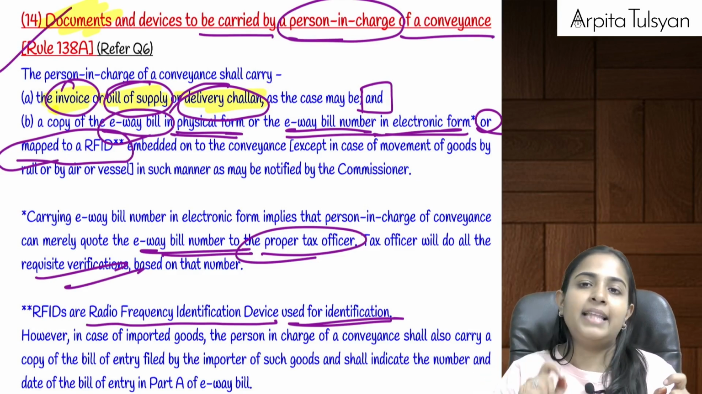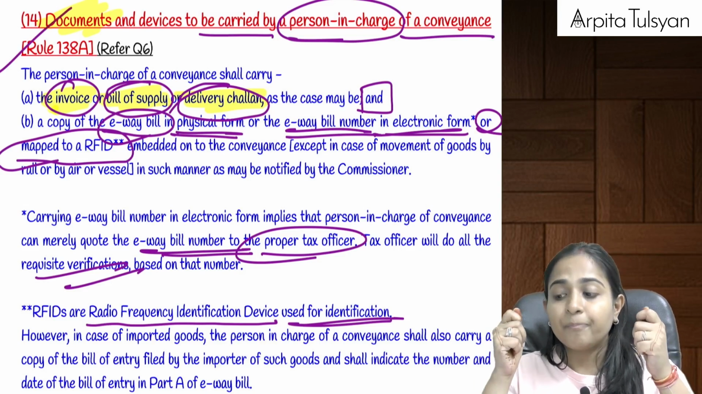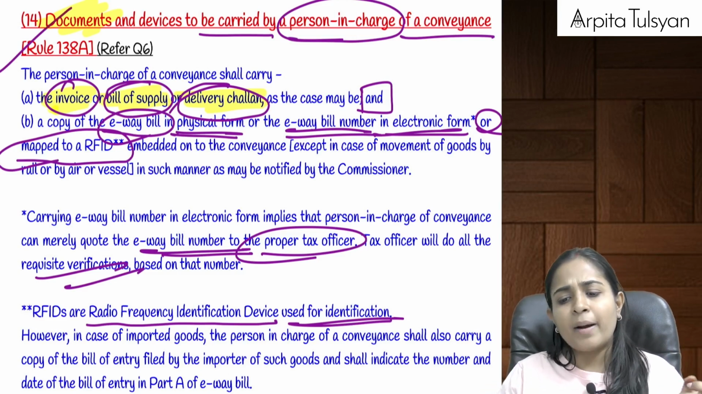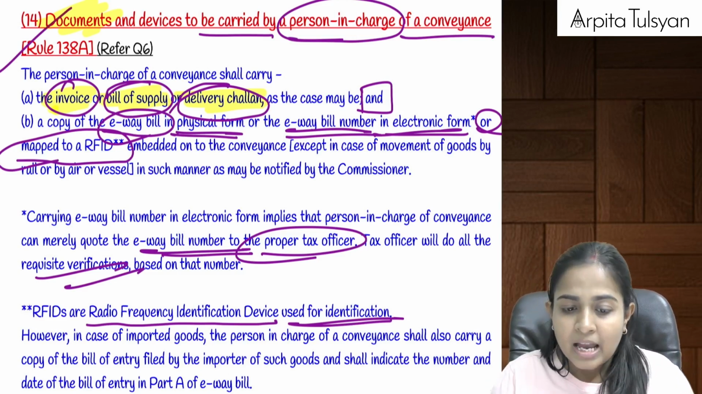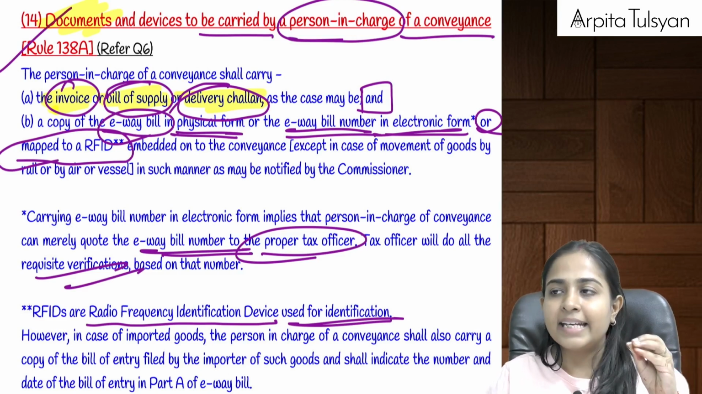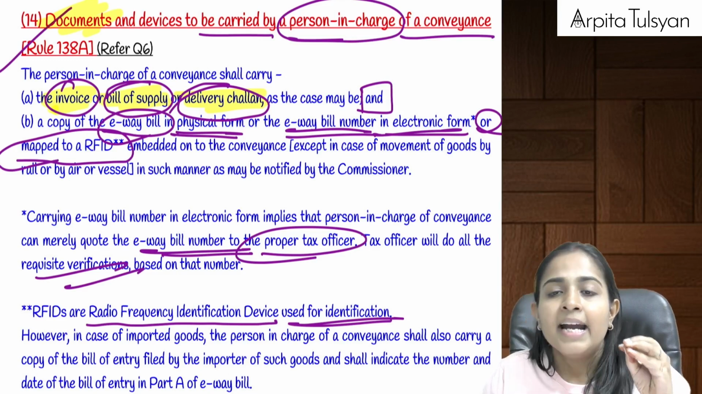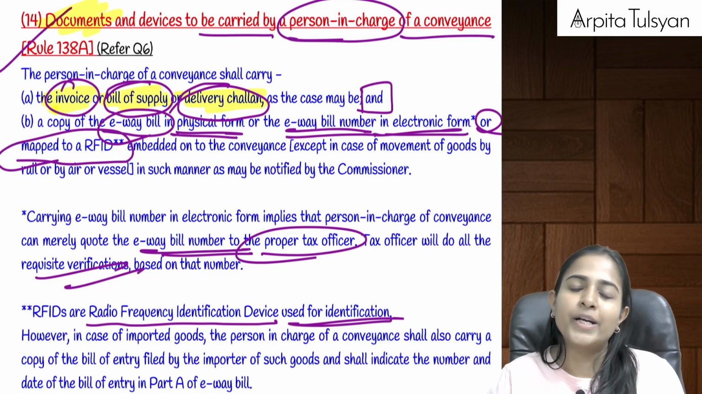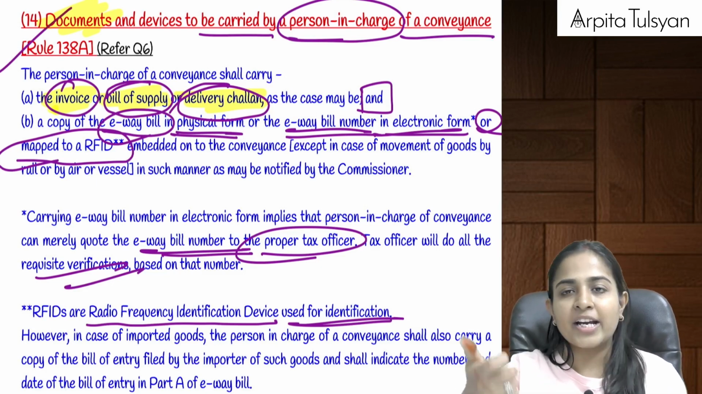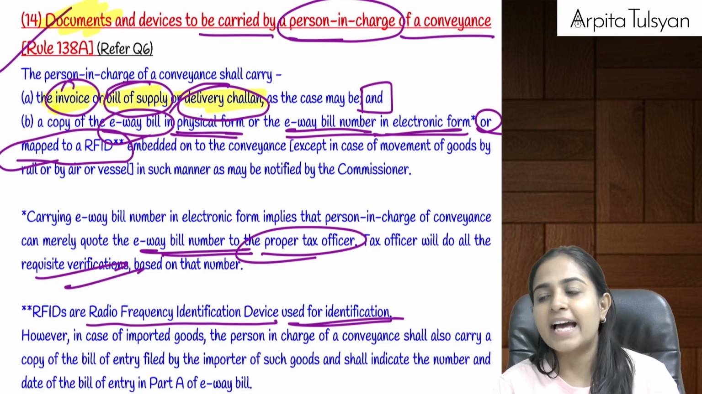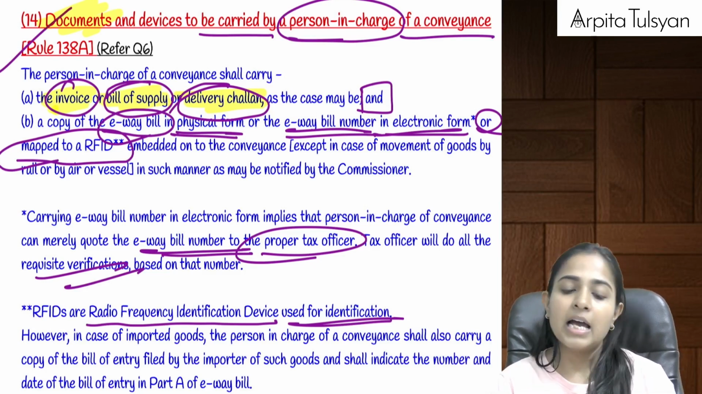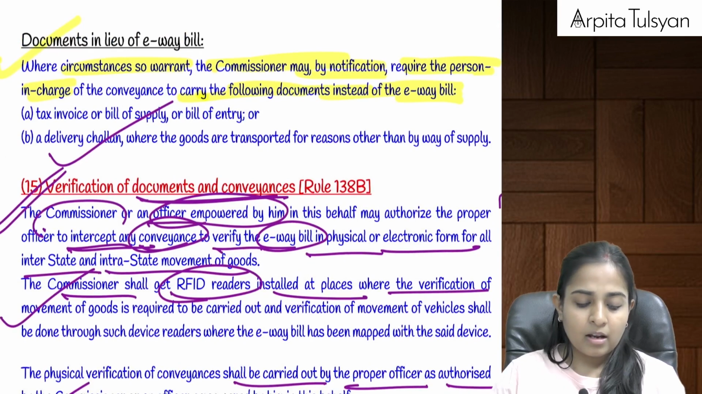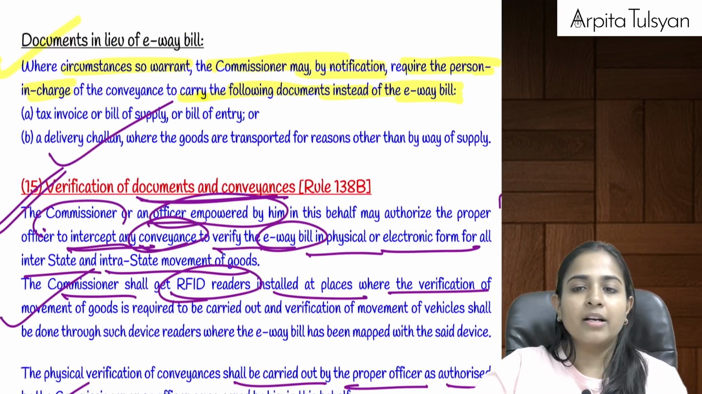Along with that, he will have to carry a copy of the e-way bill either in physical format, or if he does not want to carry it in physical format, he can just carry the e-way bill number with him. Or he can carry the e-way bill which is mapped to the RFID device embedded on the conveyance, so that if any officer wants to inspect it, they can scan it from the RFID device and check the details of the goods contained in the conveyance, right?